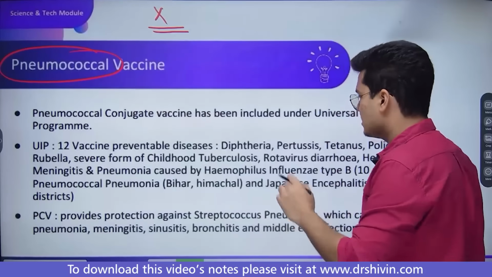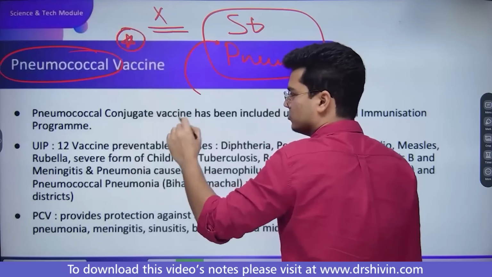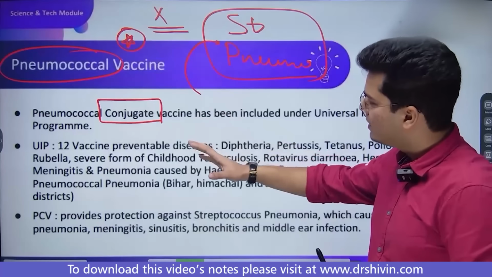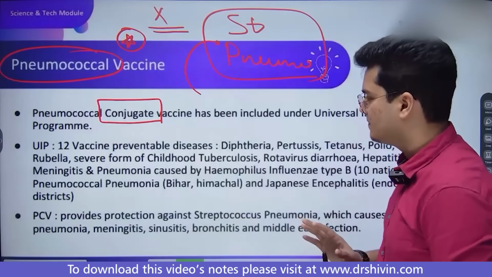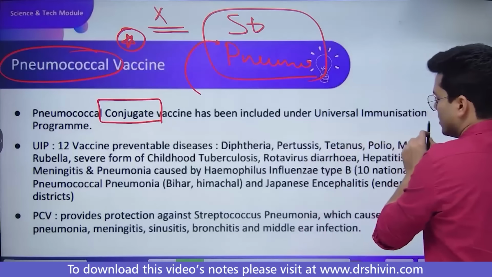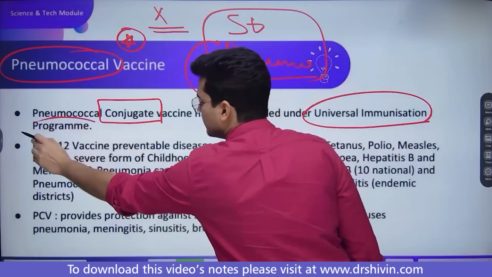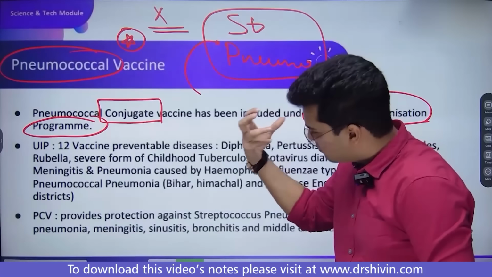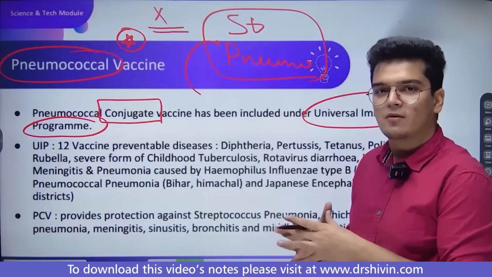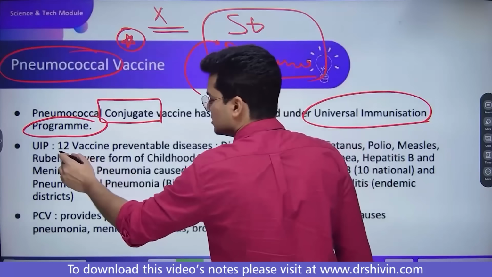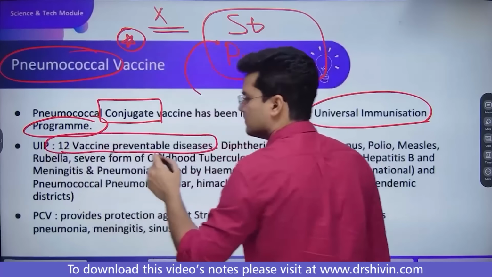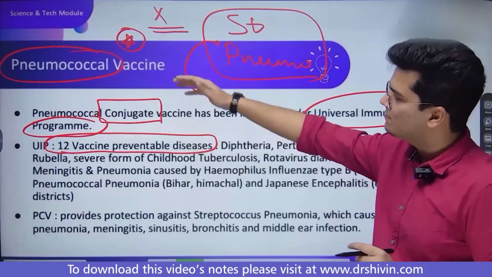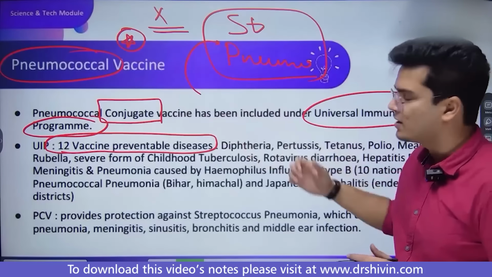Why is the pneumococcal vaccine in the news? Firstly, it is a conjugate vaccine. What is a conjugate vaccine? It combines a weak antigen and a strong antigen. Okay? It has been included in the universal immunization program. The universal immunization program is the flagship program of the government for immunization. It covers 12 vaccine preventable diseases. In it, we have also included the pneumococcal conjugate vaccine.